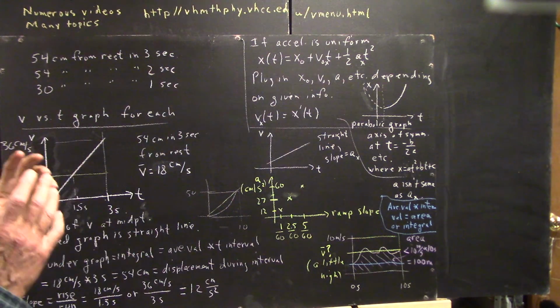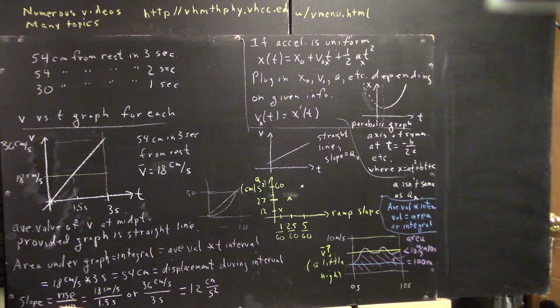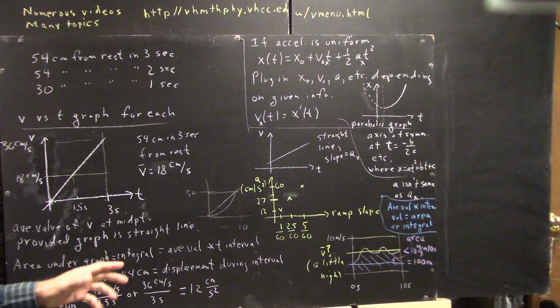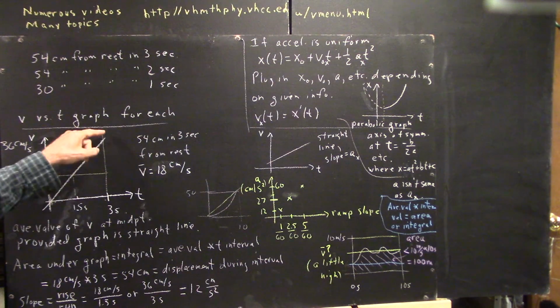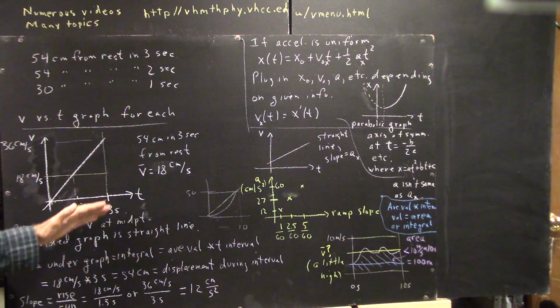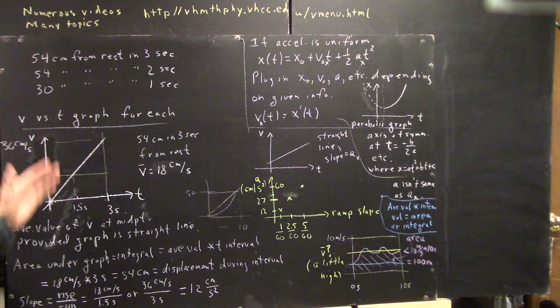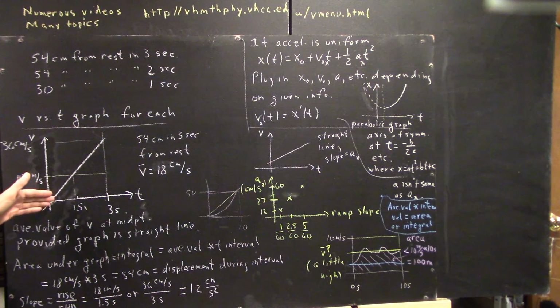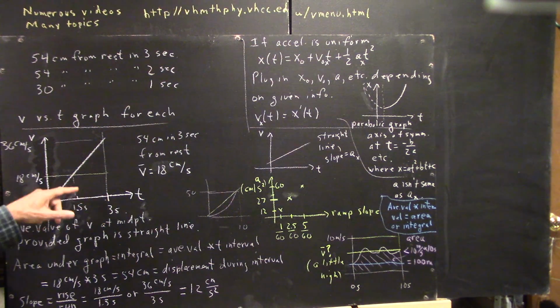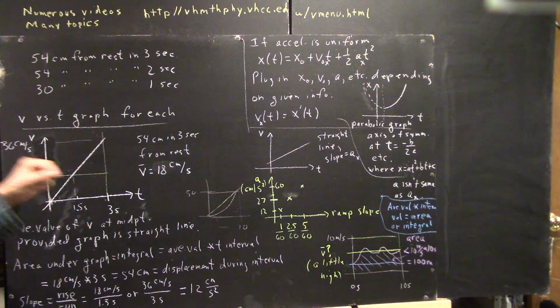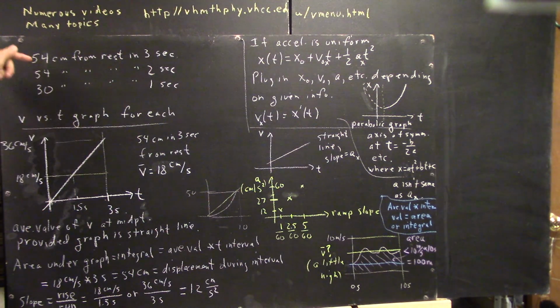That would represent a 54 centimeter displacement. Well, in that case, the area of this triangle here, the area under the straight line graph, would be half of that, or 27 centimeters, which means that the displacement for this interval from 0 to 3 seconds would be only 27 centimeters and not 54 centimeters.